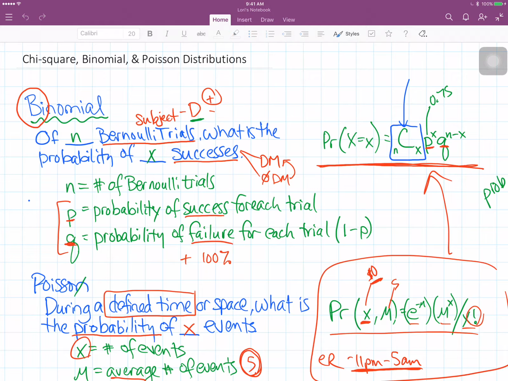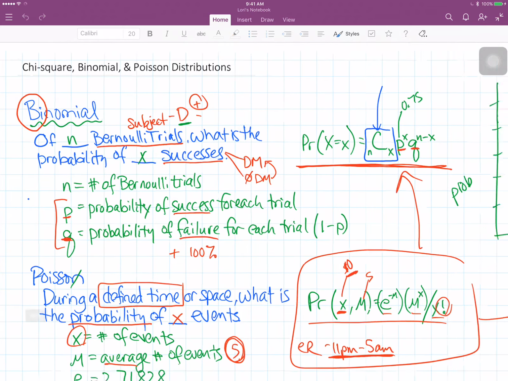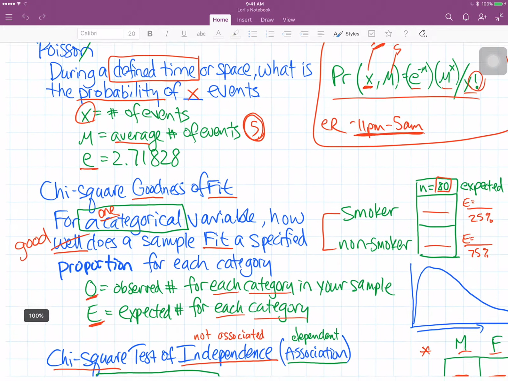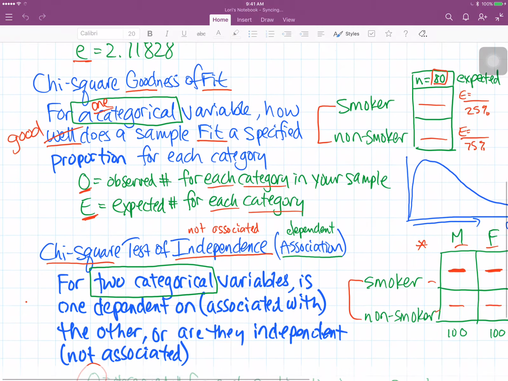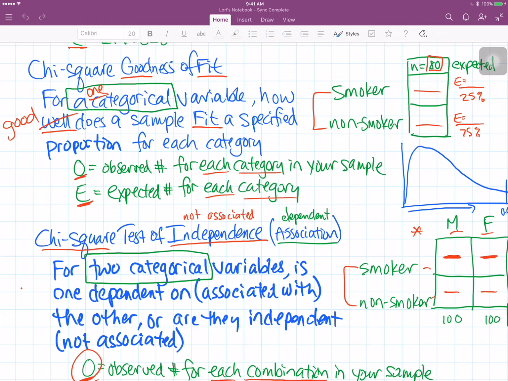Welcome back to the discussion on chi-square. I'm not going to be going over the binomial and Poisson distributions in terms of the math behind them, but I would like to go over the math between the chi-square goodness of fit and the chi-square test of independence, or test of association, whichever one that particular textbook or list likes to use.